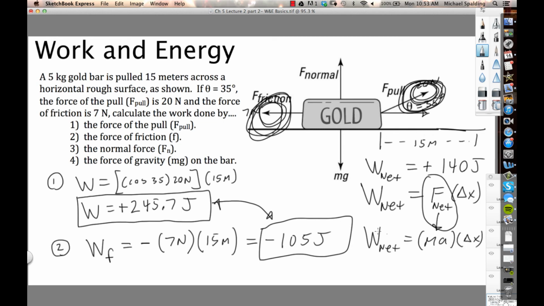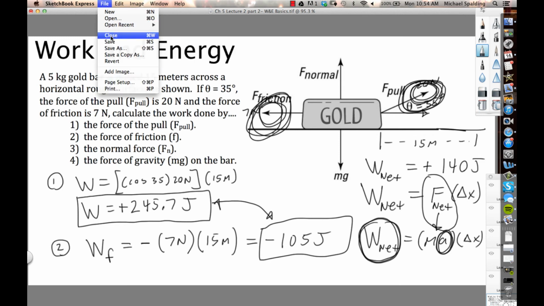So here's the idea. If you have net work, there's going to be an acceleration. The object will be accelerating. Let me put it this way: if you have net work, that means you have a net force. If you have a net force, you have an acceleration. So it's very similar to chapter 4. You're just doing it a different way. All right, final thing for this period, and then we're done.